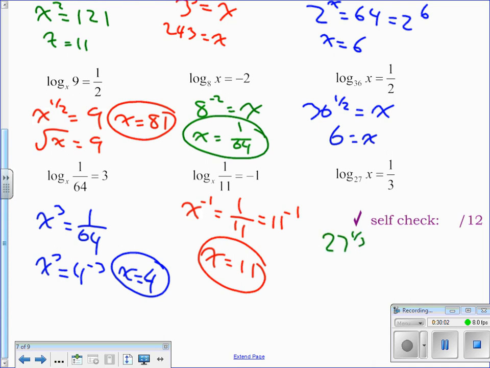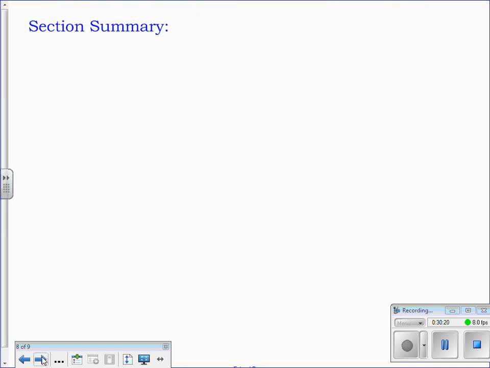And last but not least, 27 to the 1/3 power is equal to x. 1/3 power, that is the cube root of 27. Cube root of 27 is 3. X equals 3. And I do believe that's all there is to this lesson, right?